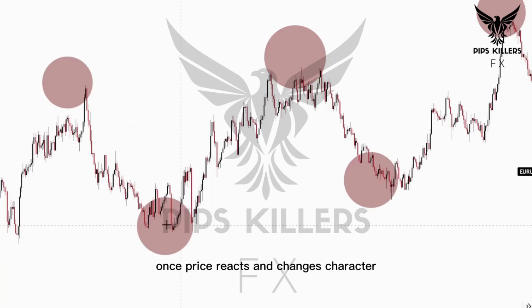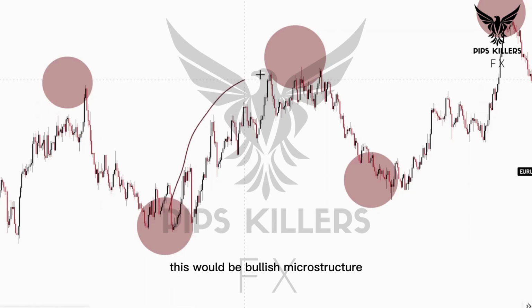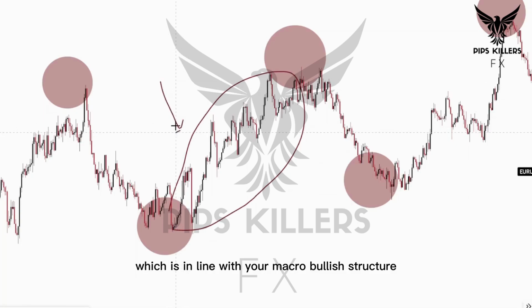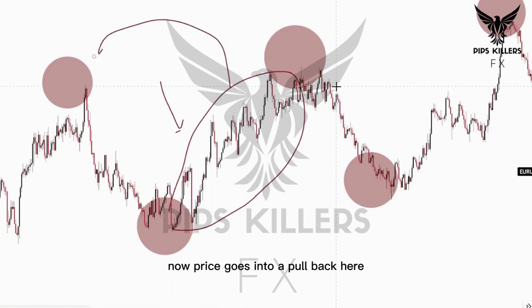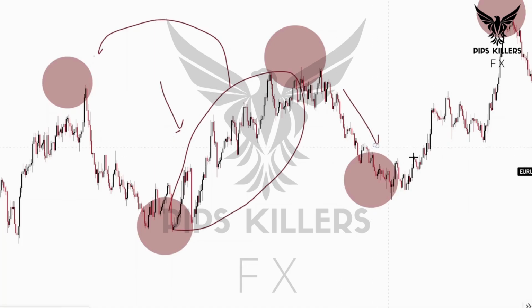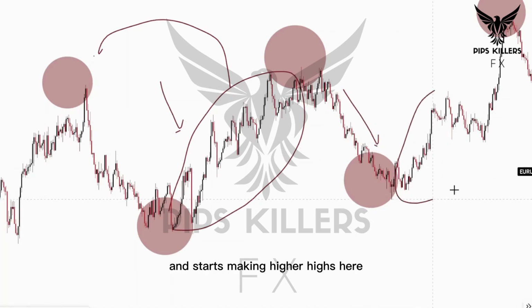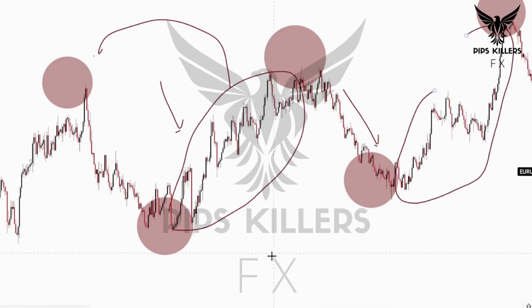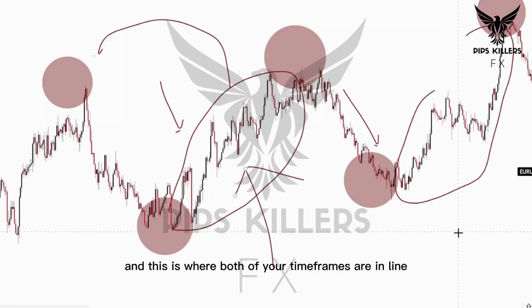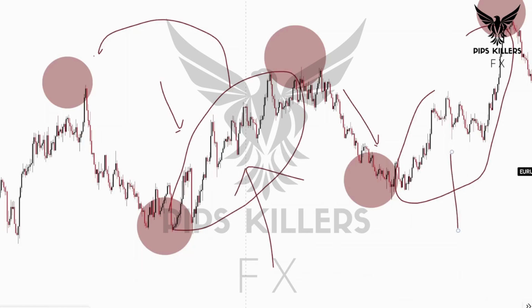Once price reacts and changes character, this would be bullish micro structure, which is in line with your macro bullish structure, forming higher highs. Now price goes into a pullback here and starts making higher highs here. And this is where both of your time frames are in line.